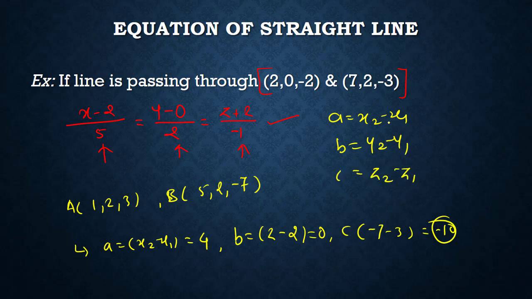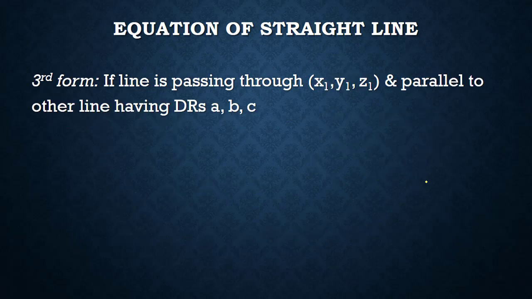Why am I writing these twice, thrice? Because this is the most important. Again, they will give you the 2 points and they will ask the direction cosines or the direction ratios.